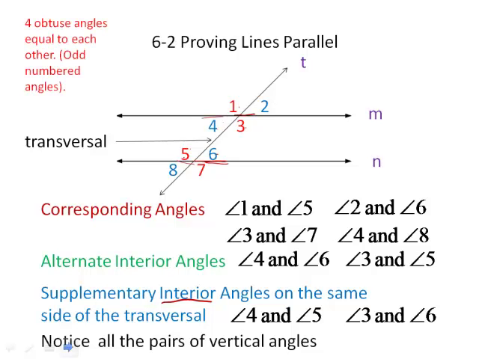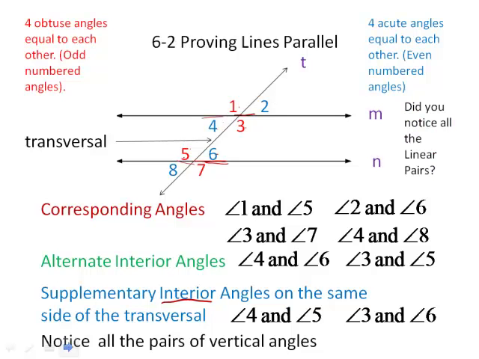4 of the angles are obtuse. Those are the red ones, the odd-numbered angles. 4 of the angles are acute. Those are the even-numbered ones, the blue ones. Did you notice all the linear pairs? 1 and 2 are a linear pair. 2 and 3 are a linear pair. 3 and 4 are a linear pair.